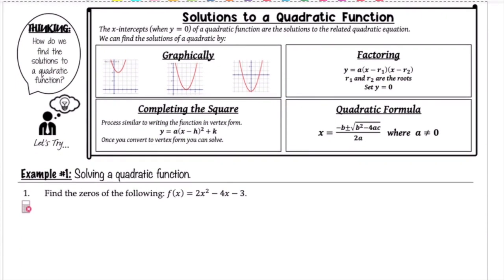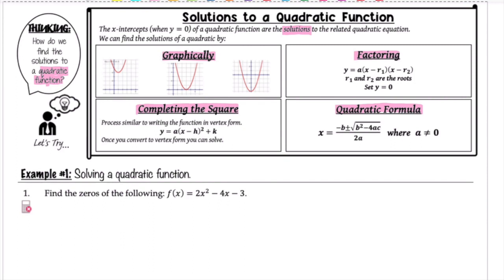So how do we find the solutions to a quadratic function? Solutions to a quadratic function: the x-intercepts, when y equals 0, of a quadratic function are the solutions to the related quadratic equation. You can find the solutions of a quadratic function by graphically looking at the roots, by applying some sort of factoring, basic factoring or AC method factoring. If you cannot factor, completing the square would be your option, but you can also use the quadratic formula.